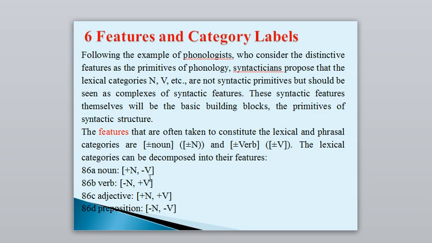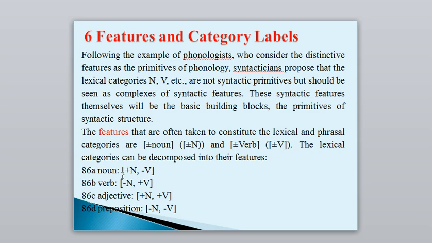Look at these features. The features that are often taken to constitute the lexical and phrasal categories are, for example, plus or minus noun, plus or minus verb. The lexical categories can be decomposed into their features. Look at these lexical items. The noun is plus noun minus verb, the verb is minus noun plus verb. The adjective is plus noun plus verb, and the preposition is composed of minus noun minus verb. By these two features, noun and verb, shown by plus and minus, we can define lexical categories like noun, verb, adjective, and preposition.